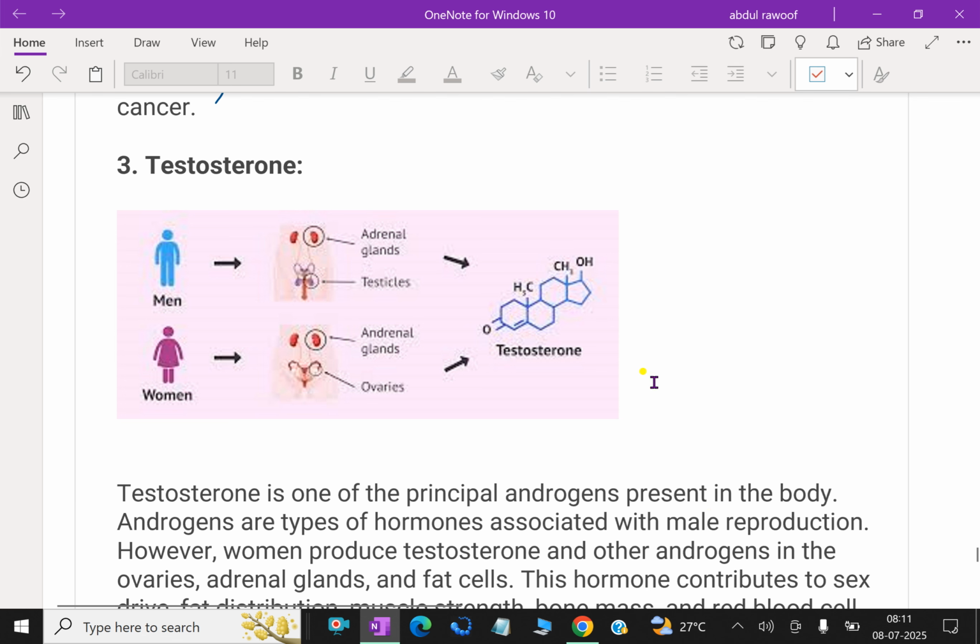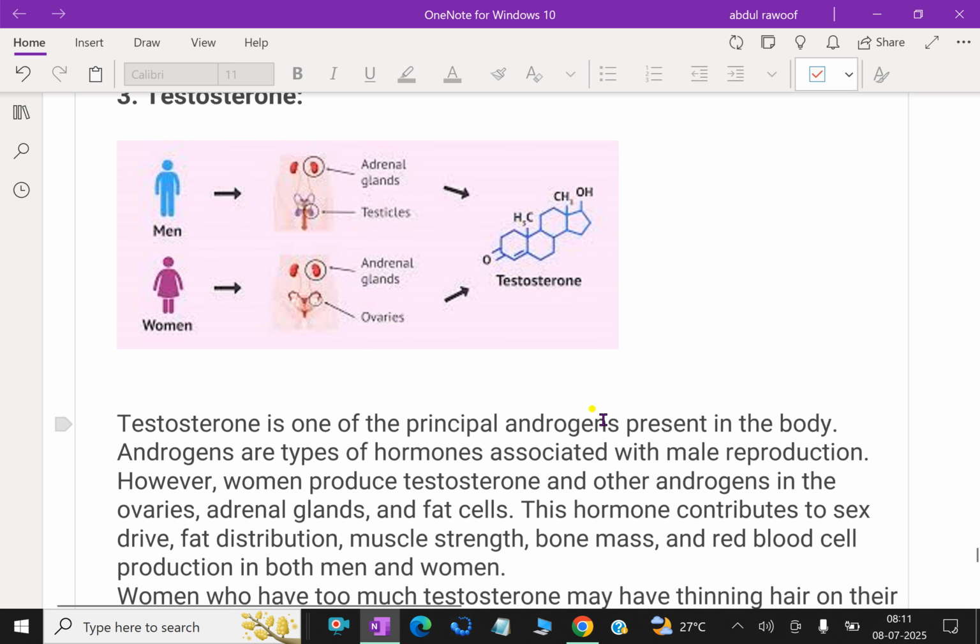Androgens are types of hormones associated with male production. However, women produce testosterone and other androgens in the ovaries, adrenal glands, and fat cells. This hormone contributes to sex drive, fat distribution, muscle strength, bone mass, and red blood cell production in both men and women.